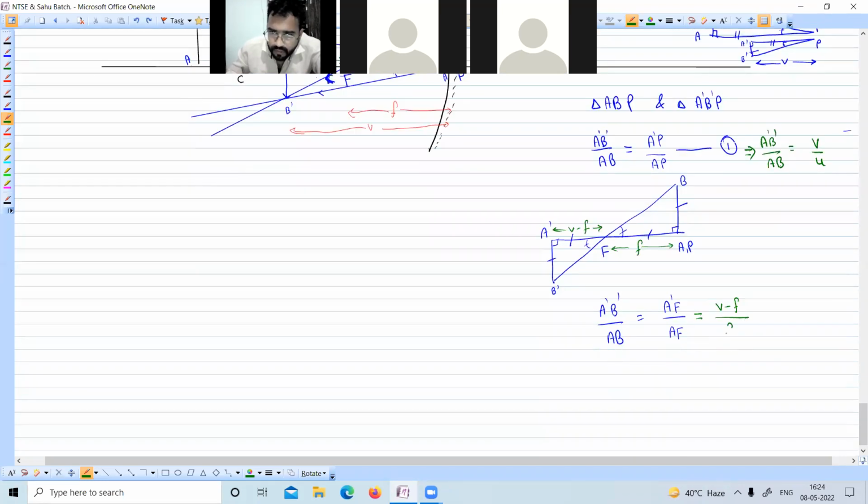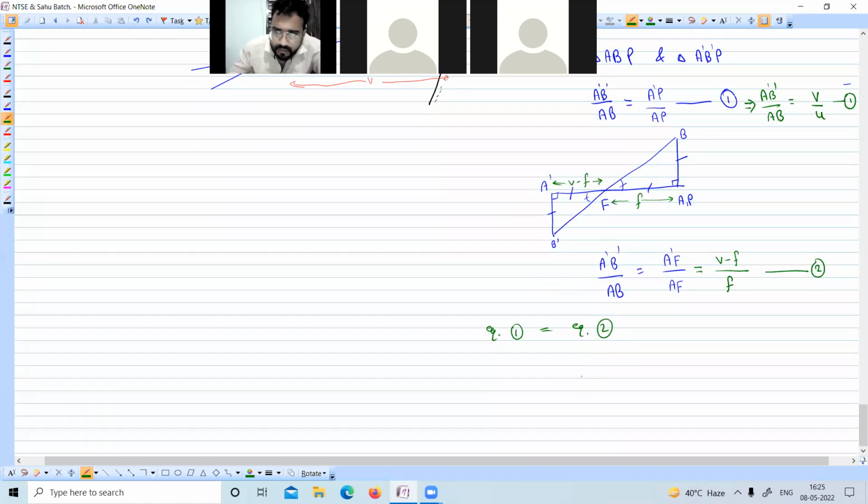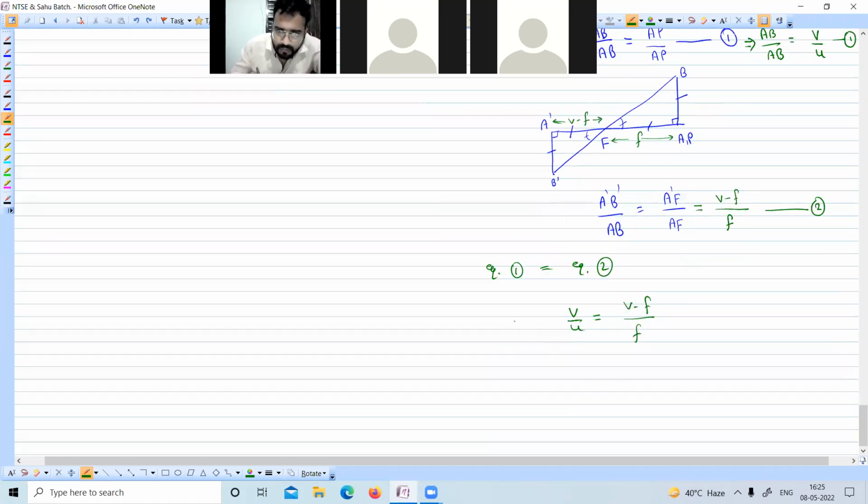So that you will write F. Now equation number 1 and equation number 2 are same only, we very well know. So I can write equation 1 is equal to equation 2. So I can write this pattern as V upon U is equal to V minus F upon this F. Okay. Now cross multiply the terms. What you are getting is VF is equal to UV minus UF.